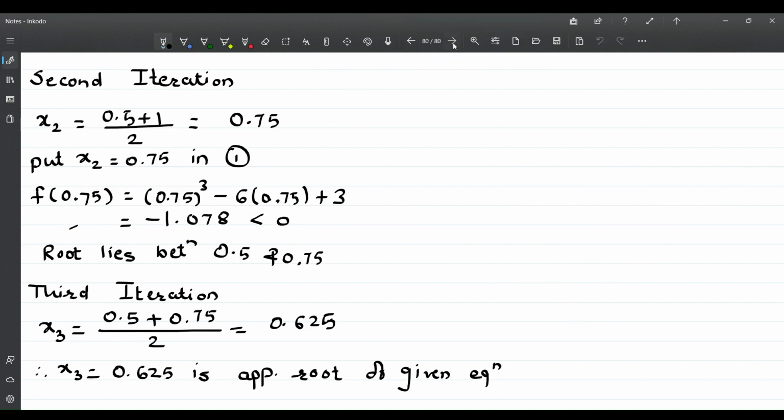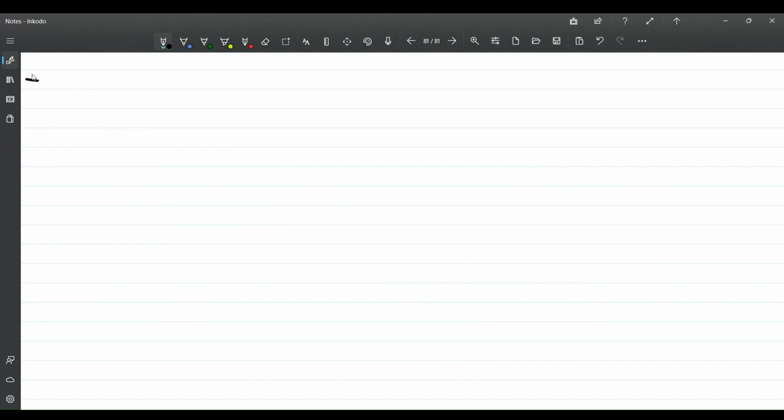Okay, now we'll see another example. If we have an example of this form, we know the exponential function. We'll write the bisection method equation. Suppose we have given the equation e raised to minus x minus x is equal to 0, and we have to solve this equation up to 3 iterations.